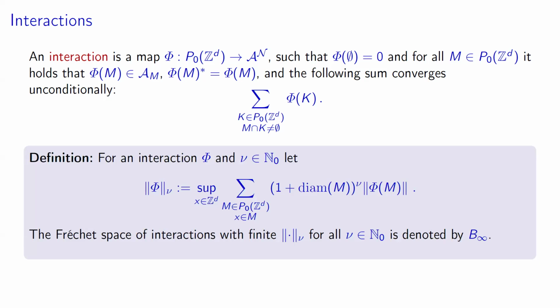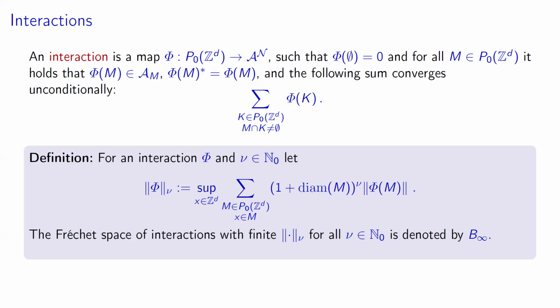And on the set of interactions, of such maps, we define again norms that control how well localized the local terms of the interactions are. And again, for reasons which I might come into, we take a slightly different definition here. So we define the nu norm. You should think again about nu being the rate of decay.